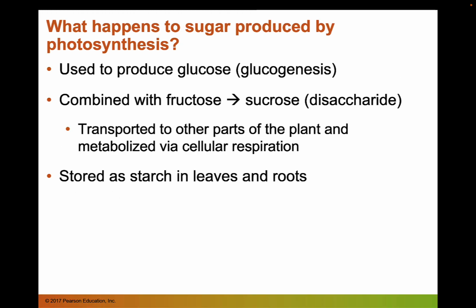And finally, what happens to the sugar that's produced by photosynthesis? It can be used to produce glucose in a process called glucogenesis. And commonly that glucose combines with fructose, and that makes sucrose, which is a disaccharide. And this is water soluble, and it's transported to all parts of the cell and then metabolized in the mitochondria of plant cells via cellular respiration to make energy for the plant. And if energy isn't needed, that glucose is made into starch, that polymer, and then it's stored in leaves and roots until it's needed.